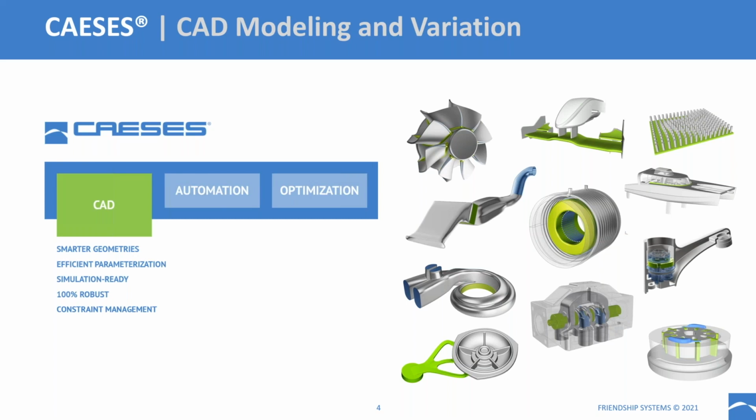But of course, we're trying to use as few parameters as possible to reduce our effort for optimization. We want geometries that are simulation ready, can be handled directly by meshing and simulation, 100% robust geometry variations so that we are able to generate all the variants that we want, and constraint management.